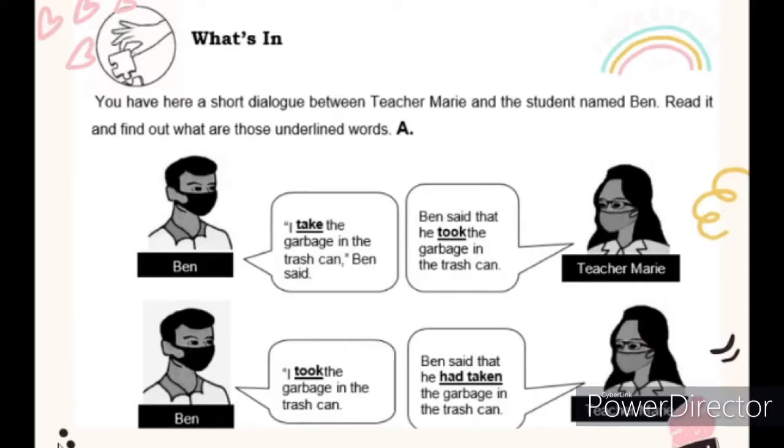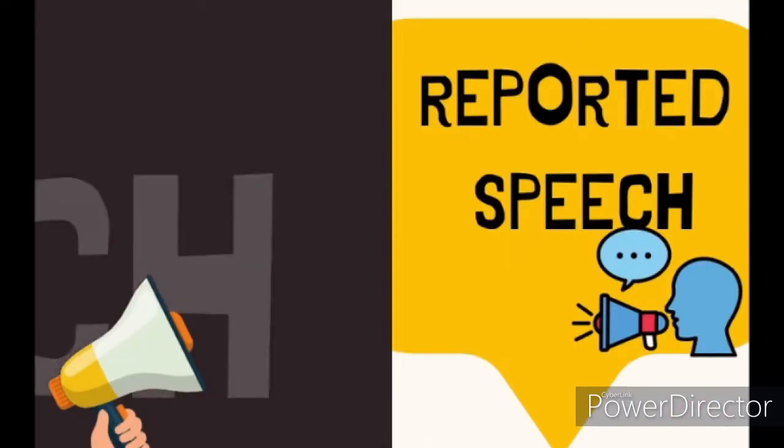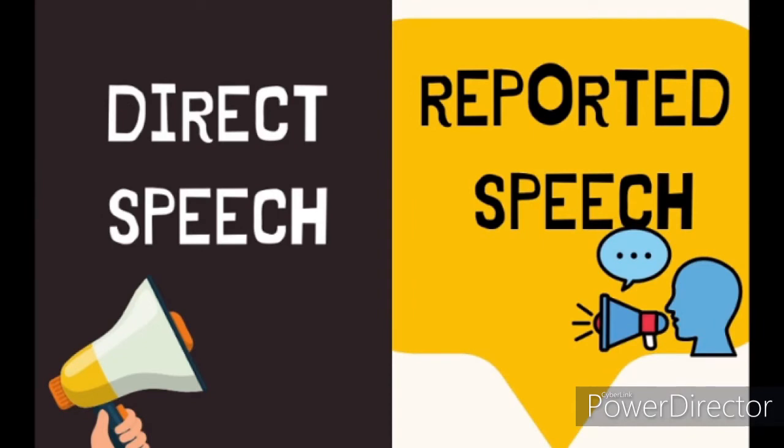Before we tackle the topic, read the short dialogue between Teacher Marie and a student named Ben. Let's analyze their conversation. As you can see, there are underlined words, which are take, took, and had taken. These underlined words are verbs. In your previous lesson, you learned already what verbs are and when to use its past and past perfect tense. What do you think do these verbs have to do with our topic for today, which is direct speech and reported speech?